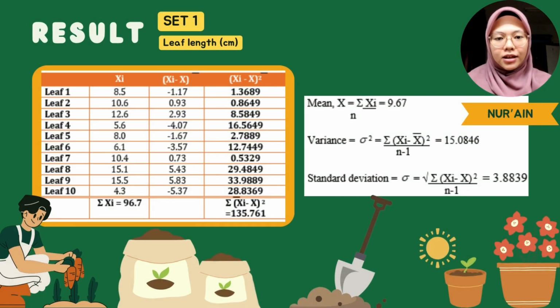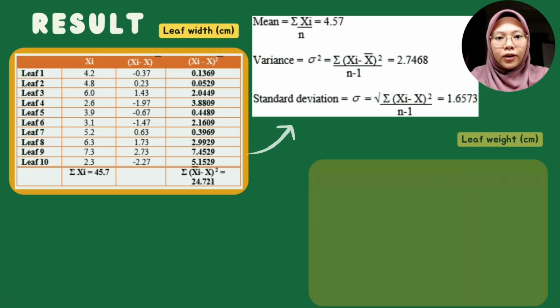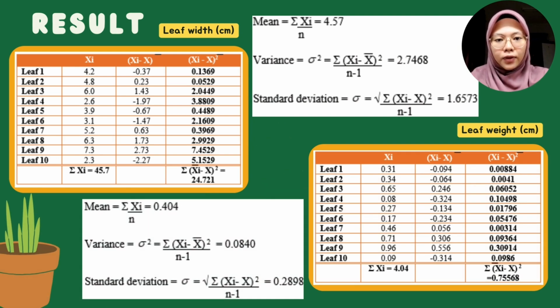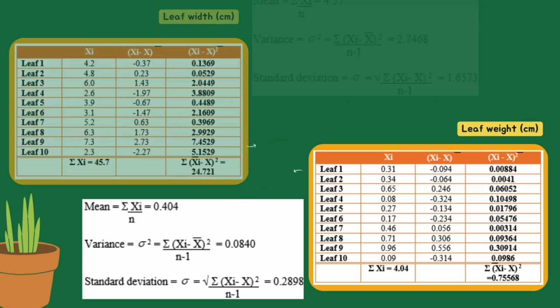Next is the result. For the first set, the mean of the leaf length is 9.67 with variance of 15.0846 and standard deviation of 3.8839. For leaf width, the mean calculated is 4.57 with variance of 2.7468 and standard deviation of 1.6573. For leaf weight, the mean is 0.404 with variance of 0.0840 and standard deviation of 0.2898.